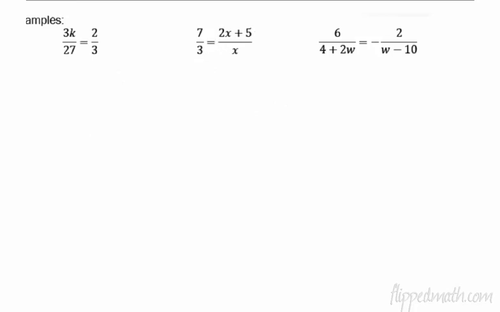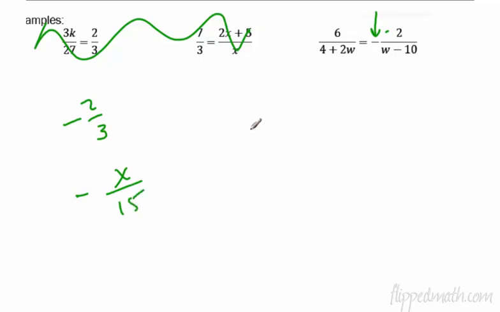Now this one looks a little more complicated. One of the reasons I picked this problem is this little negative right there. A lot of students get confused by what to do with that negative. If you have a negative in front of a fraction, like negative 2/3 or negative x over 15, or in this case negative 2 over w minus 10, whenever you have a negative, just put it in the top. You can put it in the top or in the bottom, to tell you the truth. You just can't put it in both.